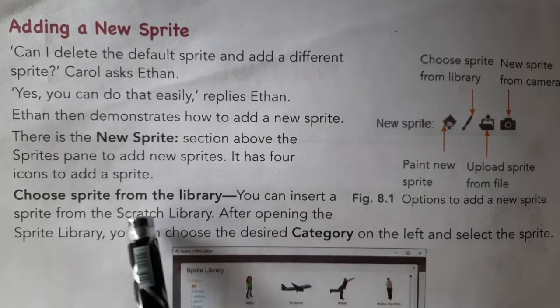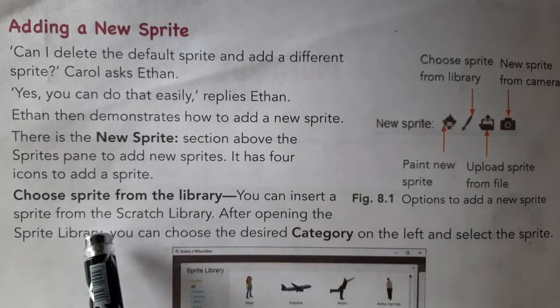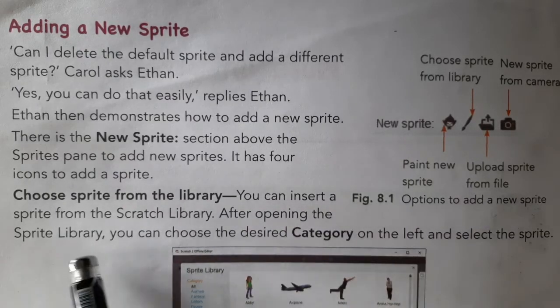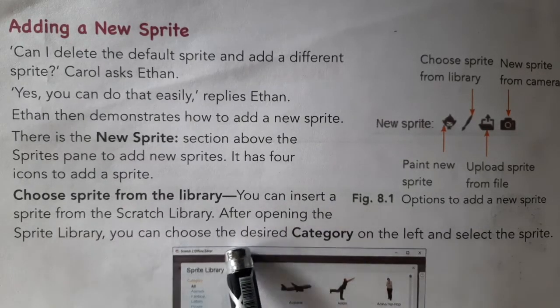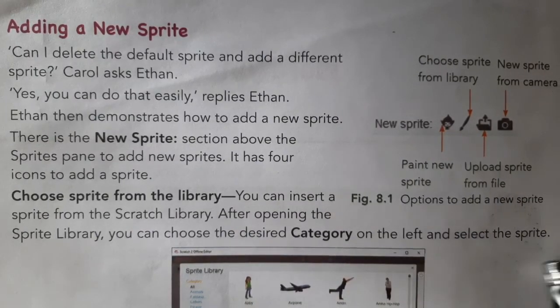Choose a sprite from the library. You can insert a sprite from the Scratch library. After opening the sprite library, you can choose the desired category on the left and select the sprite.